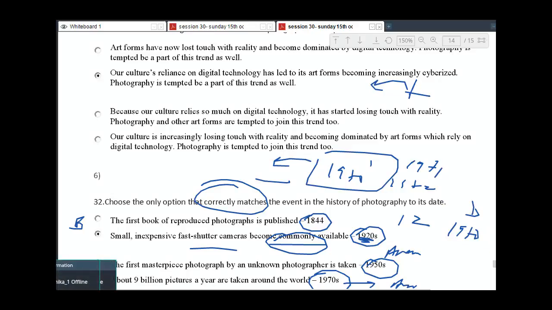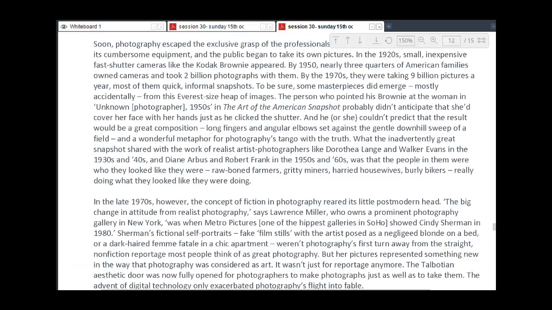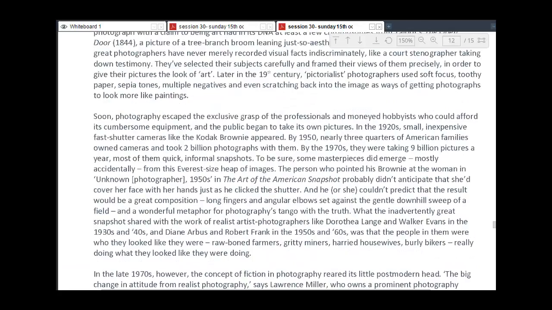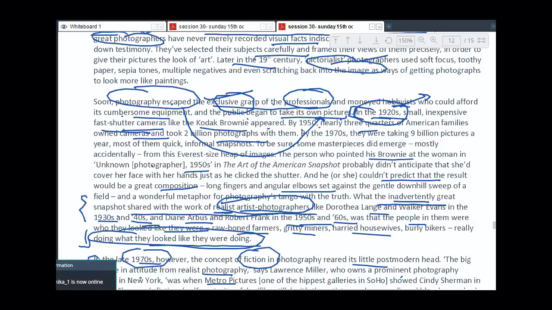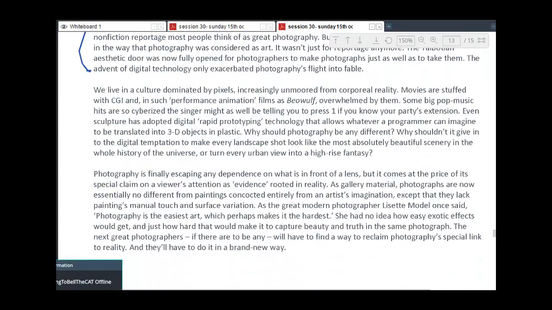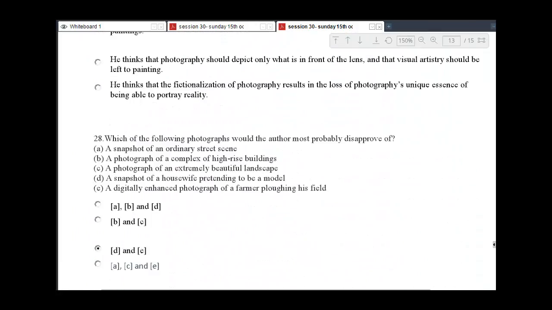Around the world. Again, people understand it's not around the world. The author has nowhere said it is taken around the world. By 1950, nearly three quarters of American families owned cameras and took 2 billion photographs. By the 1970s, they were taking. So who is they here? American families, right? So how can you say it is around the world? American families were taking 9 billion photographs. So how can you say it is around the world? It goes out. Simple critical reasoning, people. You are just missing the whole thing.